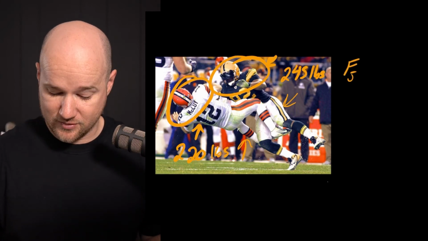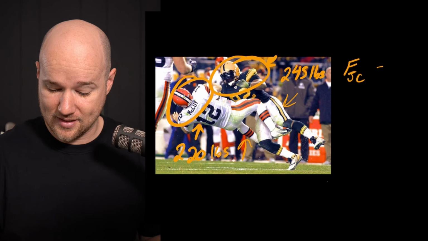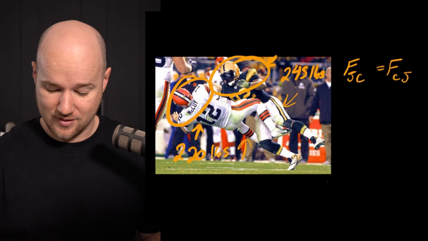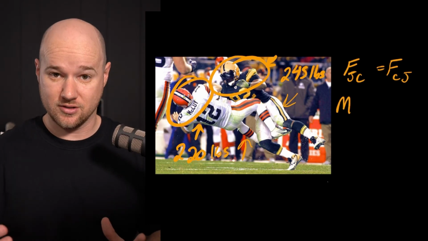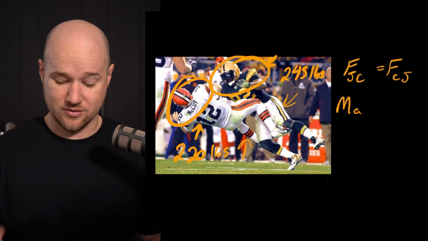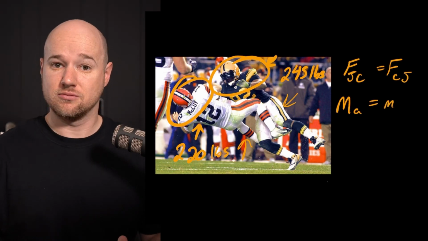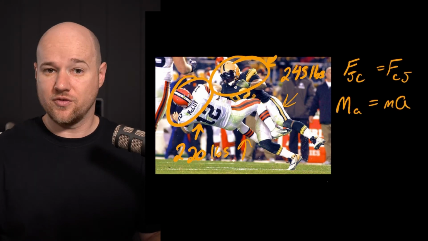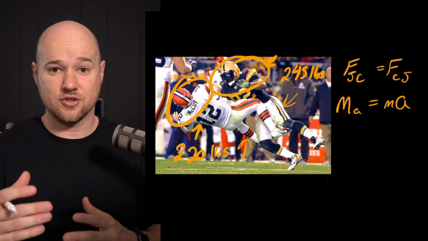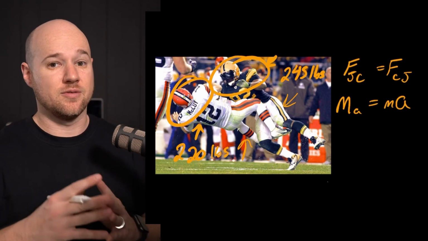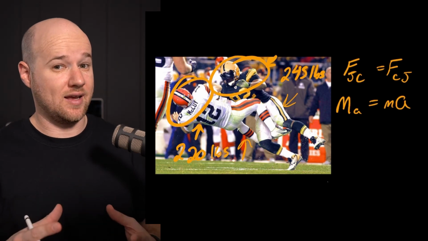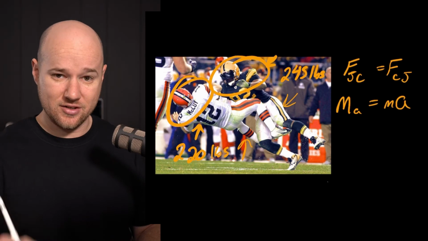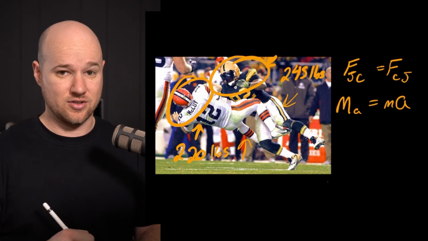Anyway, the force of James Harrison on Colt McCoy is equal to the force that Colt McCoy applied to James Harrison. However, the mass of James Harrison was larger, therefore he experienced a smaller acceleration. And the mass of Colt McCoy was smaller than James Harrison, so he experienced a larger acceleration. And remember, acceleration can be speeding up, slowing down, or changing direction. And the larger mass something has, the more inertia it has, which means the harder it is to change its motion. So it's harder to change James Harrison's motion in this situation than it is Colt McCoy's.